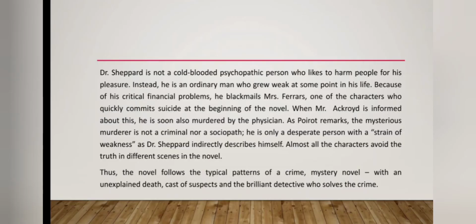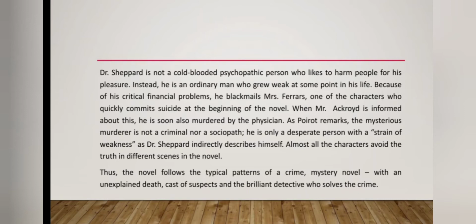Dr. Shepherd is not a cold-blooded psychopathic person who likes to harm people for his pleasure. Instead, he is an ordinary man who grew weak at some point in his life. Because of his critical financial problems, he blackmails Mrs. Farrar, one of the characters, who quickly commits suicide at the beginning of the novel. When Mr. Ackroyd is informed about this, he is soon also murdered by the physician. As Poirot remarks, the murderer is not a criminal nor a sociopath. He is only a desperate person with a strain of weakness.